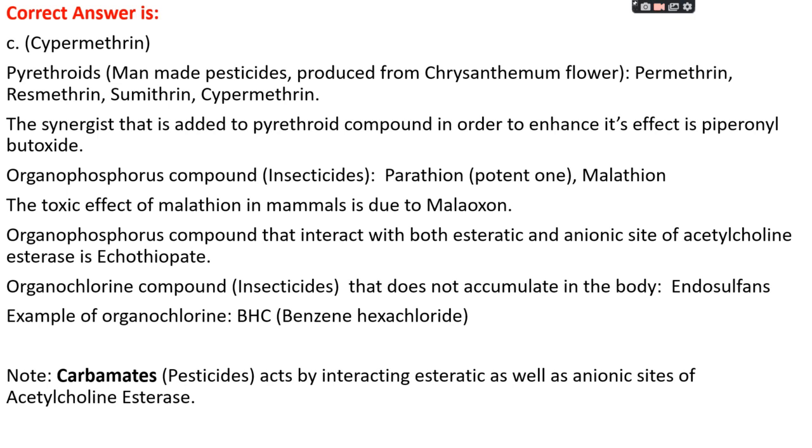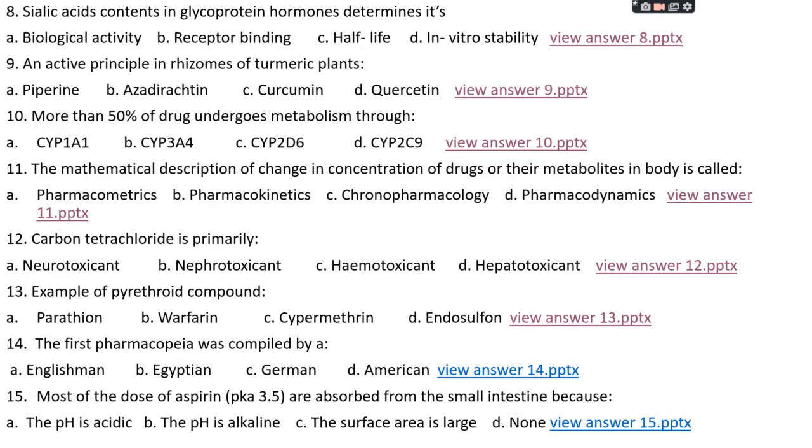Next is an organochlorine compound, also used as an insecticide, that does not accumulate in the body, that is endosulfan. Benzene hexachloride is also an example of an organochlorine. Note that carbamate, a pesticide, acts by interacting with both the steric as well as anionic site of acetylcholinesterase.